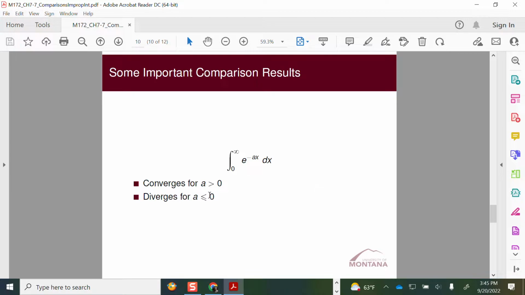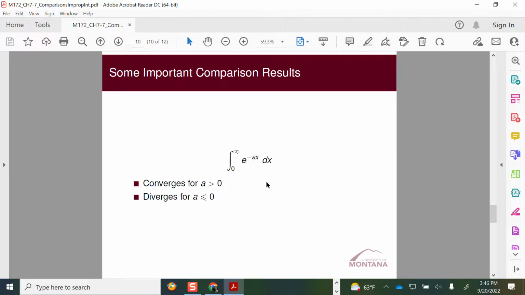And of course, they diverge when a is less than or equal to 0. If it's equal to 0, you get a constant function here, which sums to infinity. And if it's less than 0, then instead of exponential decay, you get exponential growth, right? Because a negative times a negative would make a positive in the exponent. And of course, exponential growth will never converge. It explodes to infinity very fast.